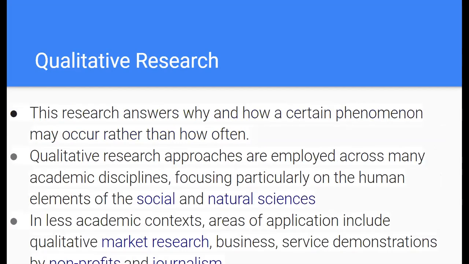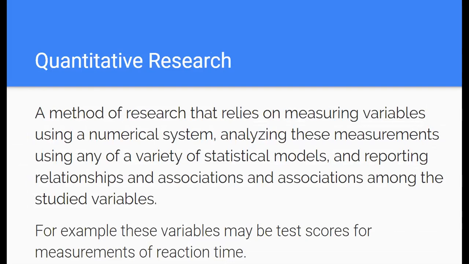Okay, this model is under qualitative. This research answers why and how a certain phenomenon may occur rather than how often. So it's looking at why did it happen rather than how often. All right, so we've seen that. And then now let's go to the quantitative research.